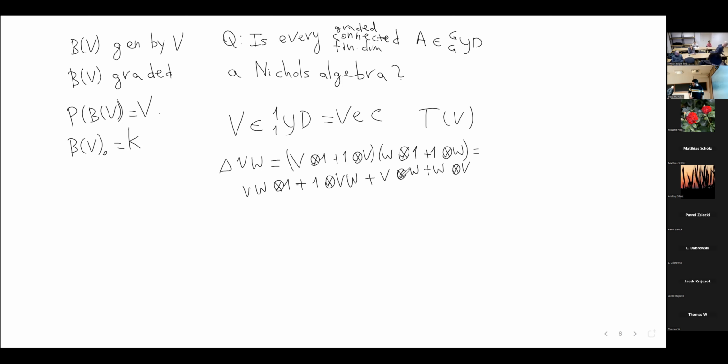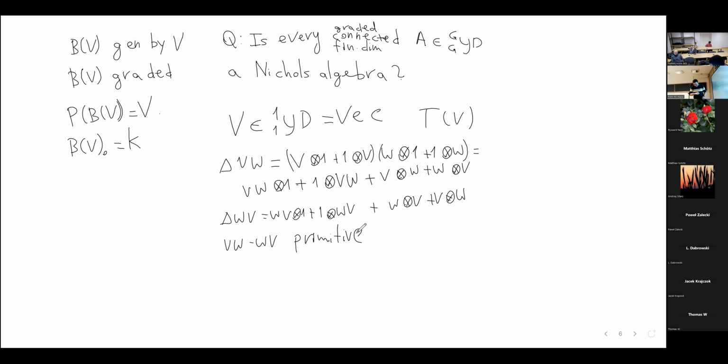But then what happens is that if I consider delta of WV, this is going to look very similar. So this will be WV tensor 1 plus 1 tensor WV plus, again, W tensor V plus V tensor W. I mean, this follows just by doing exactly the same calculation as we have here. What do we learn from this? We learn that VW minus WV is actually primitive. And therefore, in the Nichols algebra, this is going to be 0.